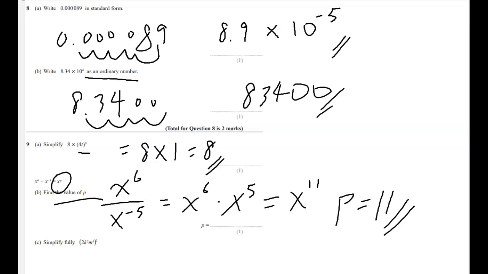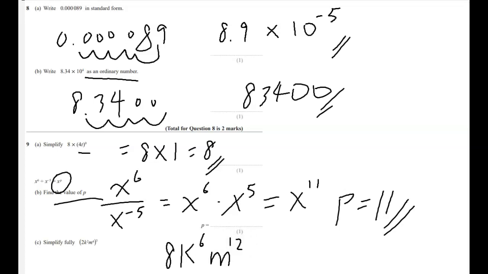And now moving on to part C, right? Part C is a full bracket with a power of 3. So everything inside would have to have a power of 3. First of all, let's look at 2. If I want it to be to the power of 3, it would become 8. And then k squared to the power of 3 would become k to the power 6. M to the power of 4 would then become m to the power of 12.